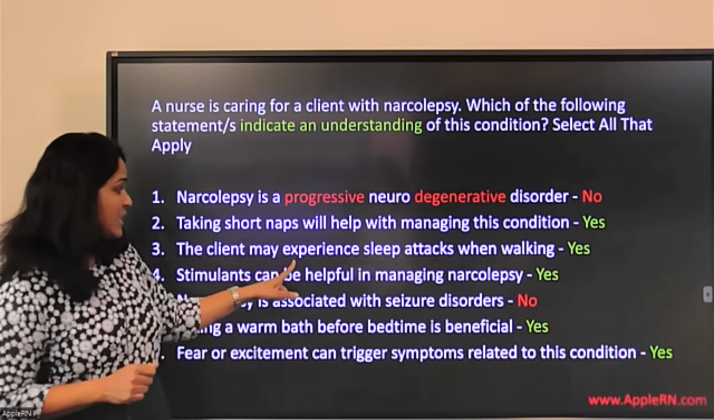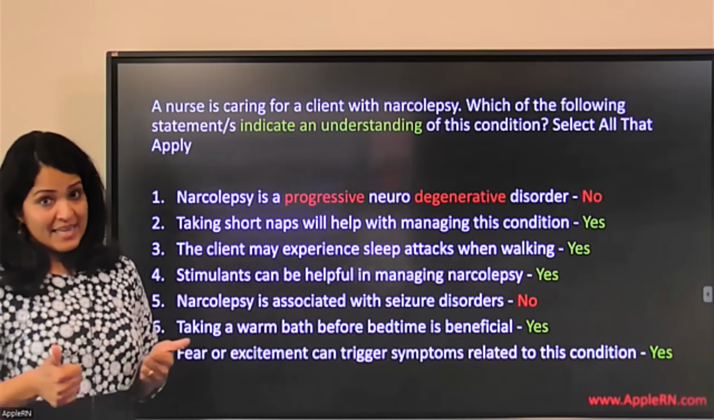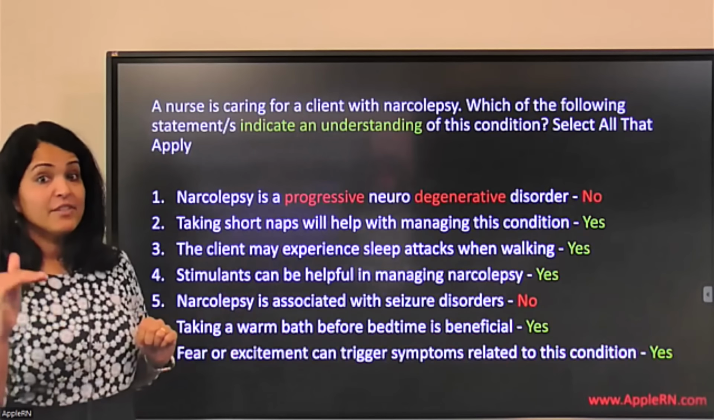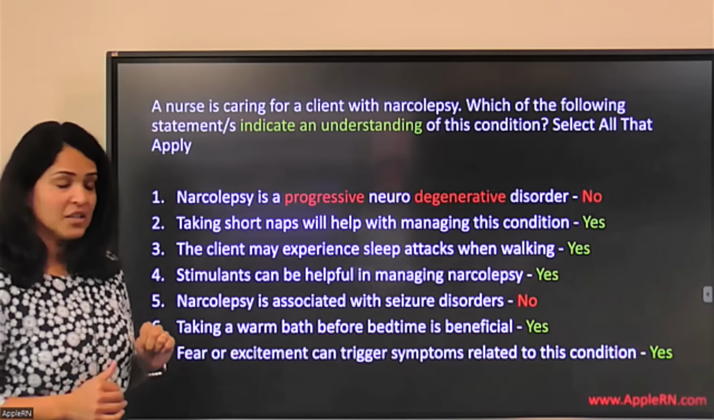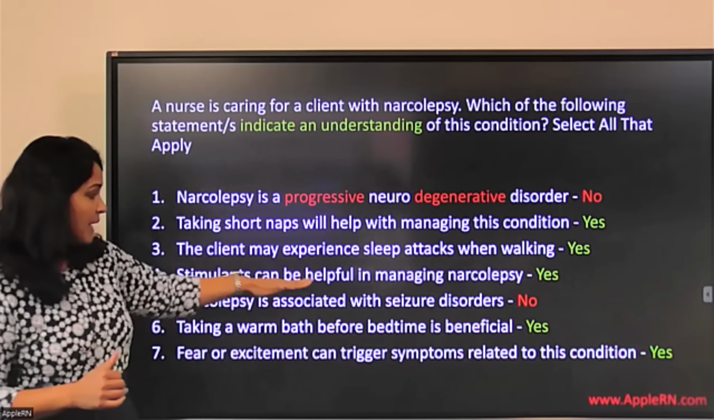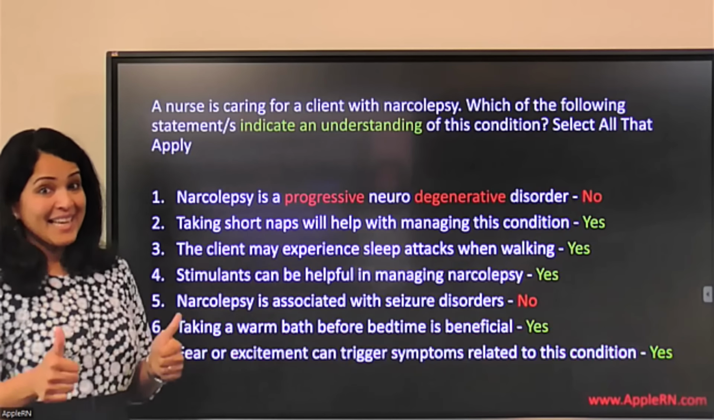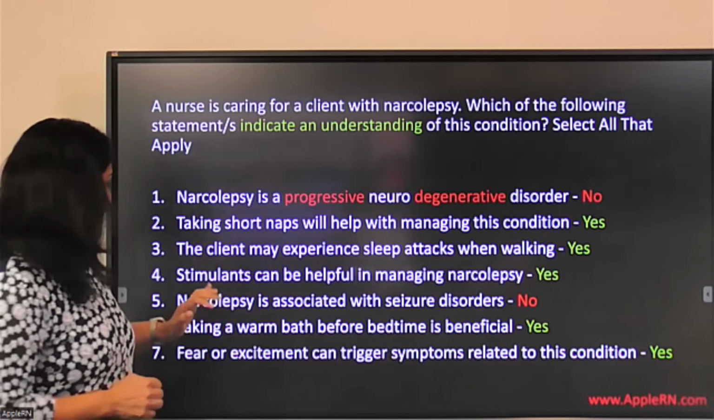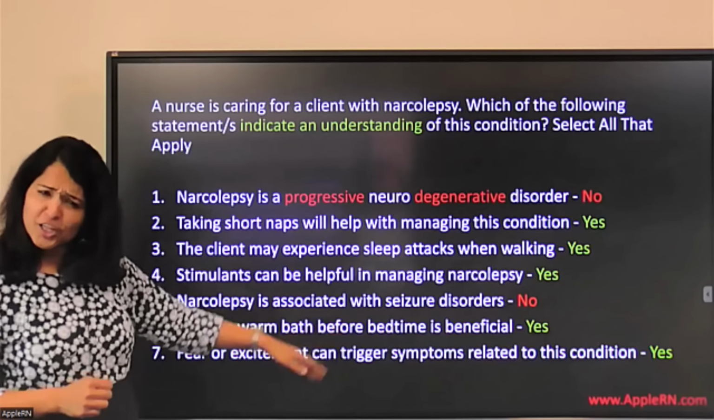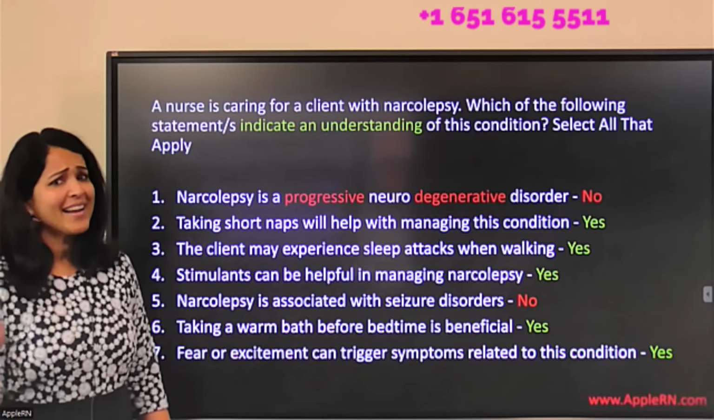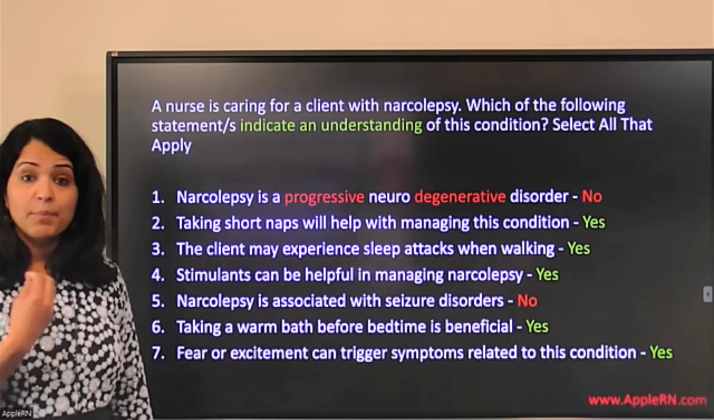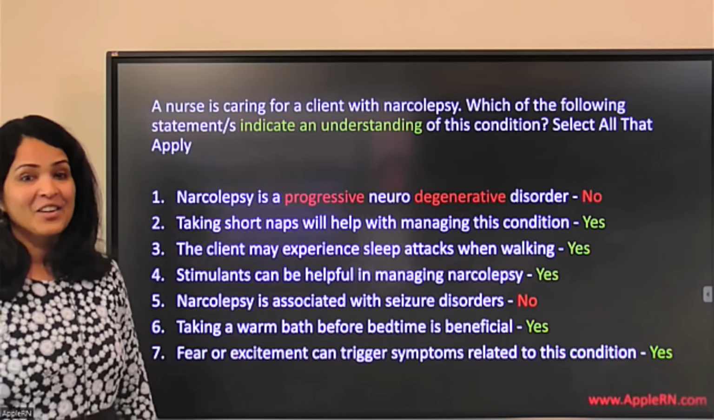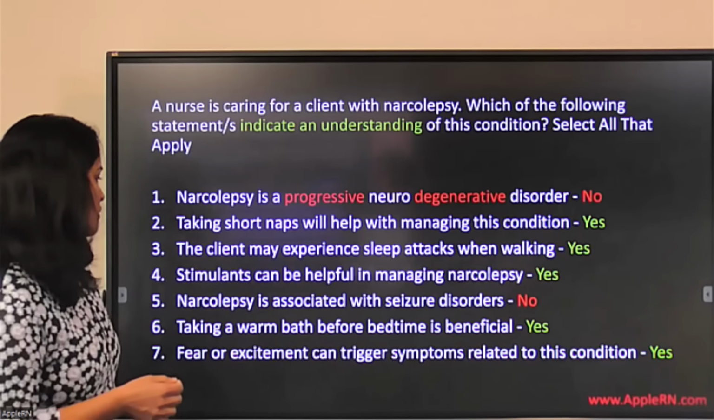The client may experience sleep attacks while walking. Yes, it's possible with narcolepsy, and that's why safety precautions are very important. Stimulants can be helpful in managing narcolepsy. Yes, we said that some examples were given there. Narcolepsy is associated with seizure disorder. No, there is no connection between them. In fact, the patients might even be conscious and know what is going on, apart from the seizure disorders.